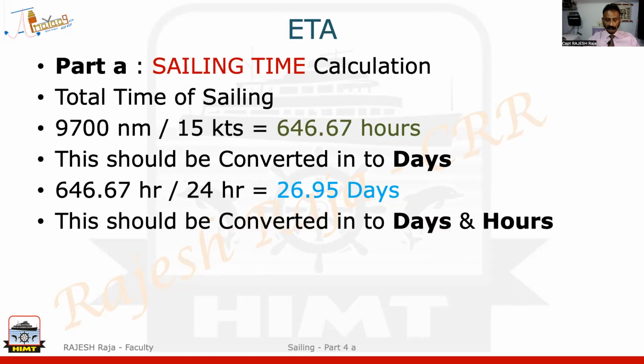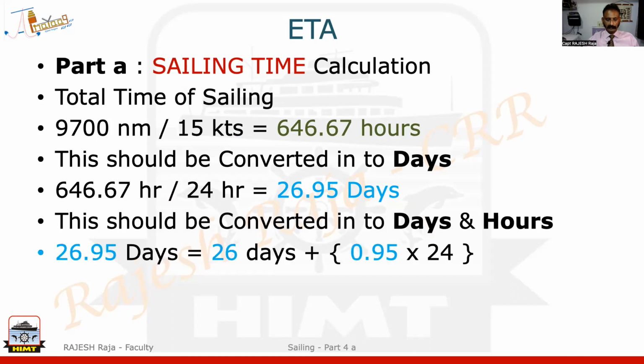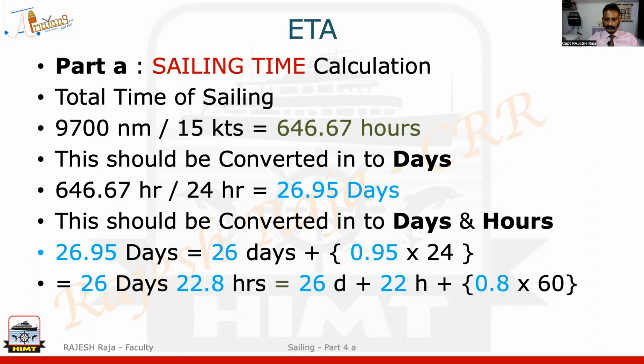I can't keep it like this also. I'm going to change it into days and hours. So I've shown you the procedure for how to do it. You keep the 26 separate, take the decimal .95, multiply by 24. You will get an answer of 26 days, 22.8 hours. Now it is more prudent for me to convert that decimal .8 also into minutes. So again, I've split it, 26 days, 22 hours, then 0.8 times 60. So it gives me the duration of sailing. I'm going to sail for 26 days, 22 hours and 48 minutes. This will be the total sailing time.